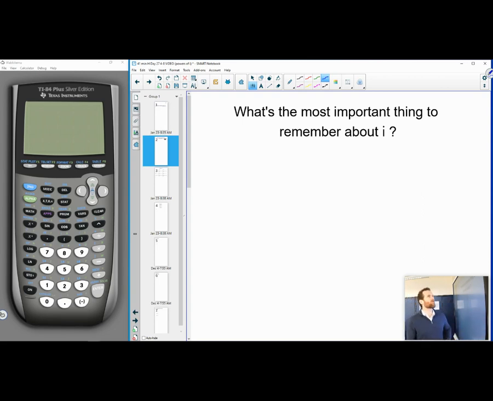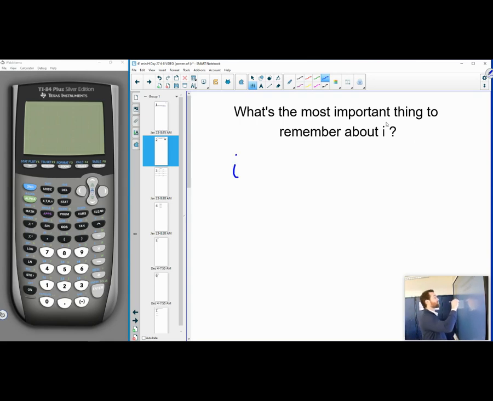So what's the most important thing to remember about I? If you want to pause the video right now and think, or look back in your notes, that's fine. But there's a lot of important things about I, and I think one thing stands above them all. You could say it's important to know that I is not a variable. Usually when we see a letter like X or Y, it's a variable, but I is not a variable. I is a number, specifically a non-real number.